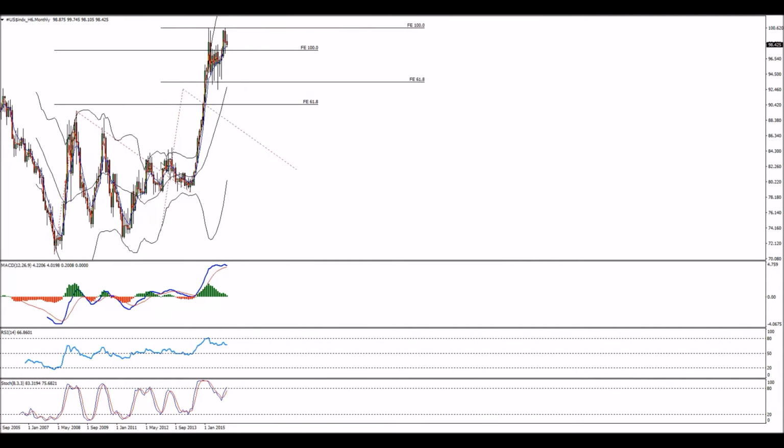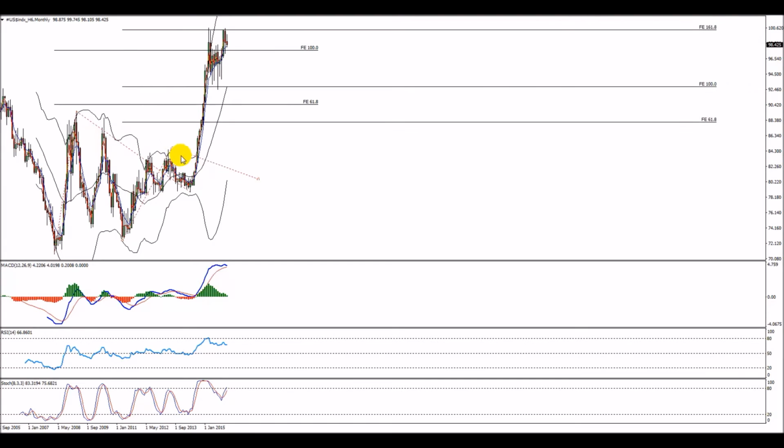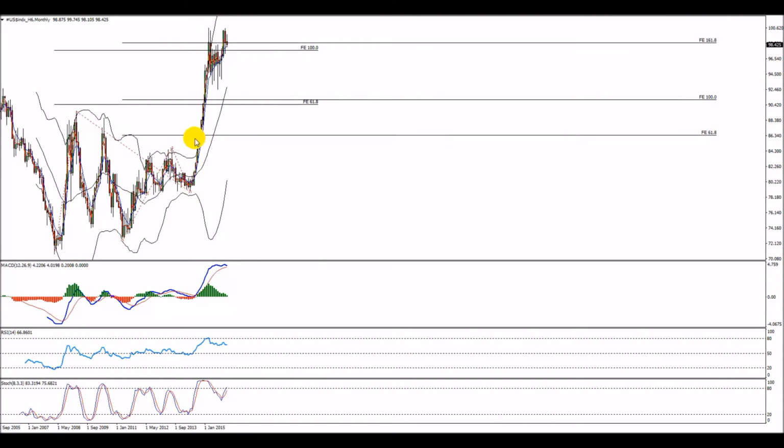The second cycle I want to pay your attention to is exactly where the bombing up started from, and that's here. Okay, it's the 161.8 extension. So basically we are fighting an extremely powerful zone.